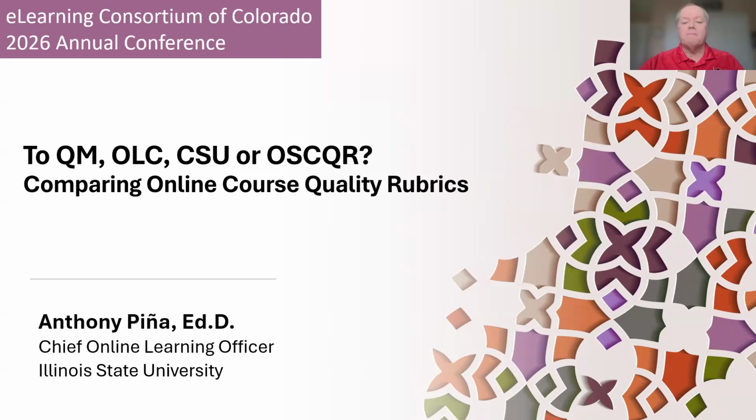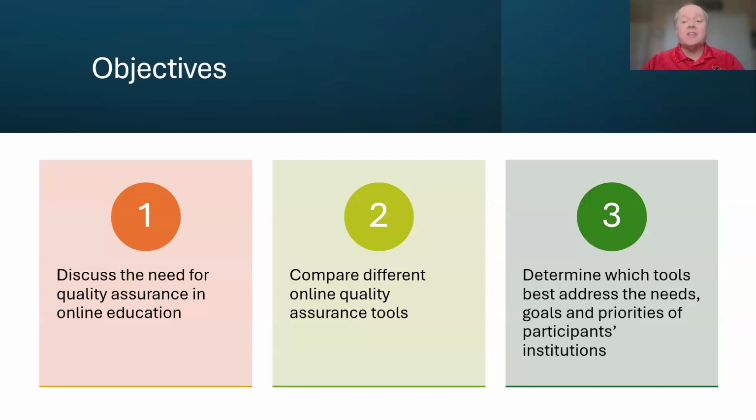So we're going to talk about QM, OLC, CSU, or OSCQR, and compare online course quality rubrics. My objectives for this session are that you'll be able to discuss the need for quality assurance in online education, compare different online quality assurance tools, and determine which tools best address the needs, goals, and priorities of your institution, because all of us are at different institutions, with different cultures and different particular needs. And so it's nice that we have a plurality of tools to choose from so that we're not all saddled with one particular tool.